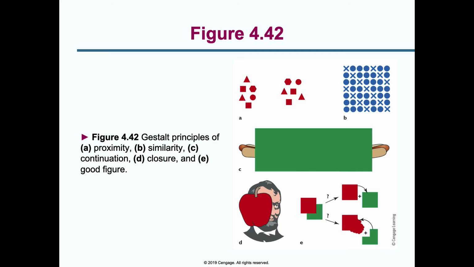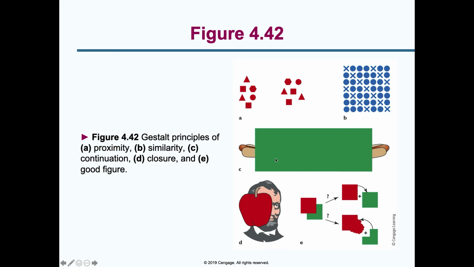Letter A has to do with proximity. In this one, we perceive the objects that are close together as one whole group, even though they're different. In B, we perceive these items by how we group them. We see all the X's first, or we see all the O's first, as two separate groups because they're similar in how they look.